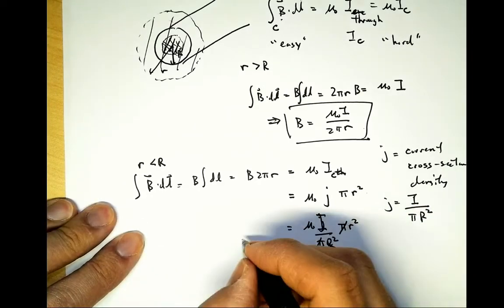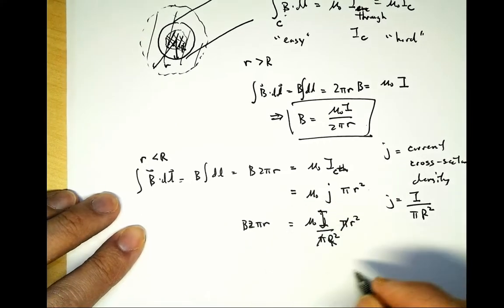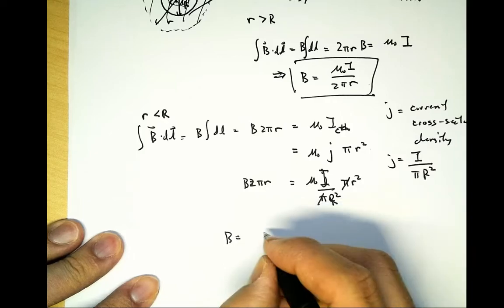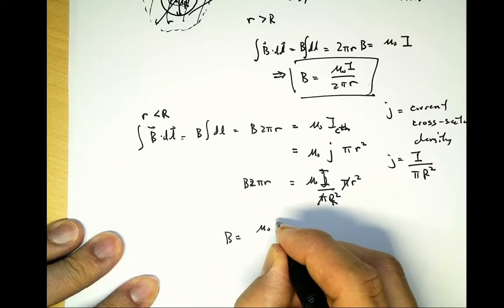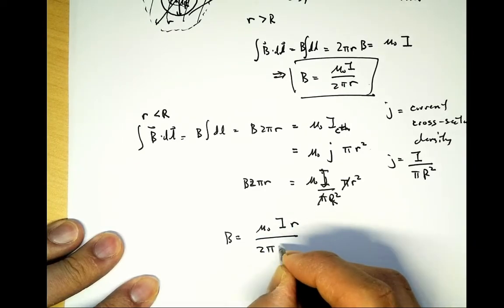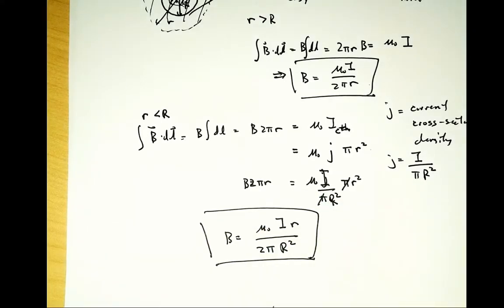This is equal to B times 2 pi r, and so you're now left to solve for B. B is equal to mu 0 I r over 2 pi capital R squared. All right, and that's it for the magnitude of it.